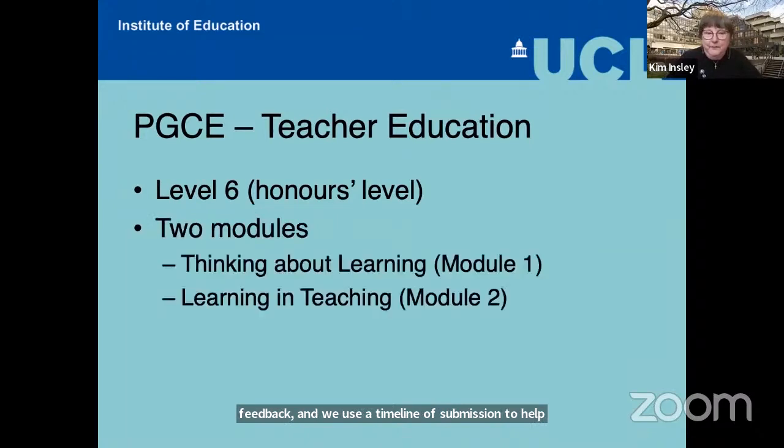There are 2 modules. The first module is called Thinking About Learning. In that module, we support you in thinking about how you learned and how your students in your classroom will be learning, so we link it to the research. The second module then looks at learning in teaching, so much more about learning in your classroom and the work you do in the classroom. We look at assessment for learning and inclusion in particular in that module before returning to learning.